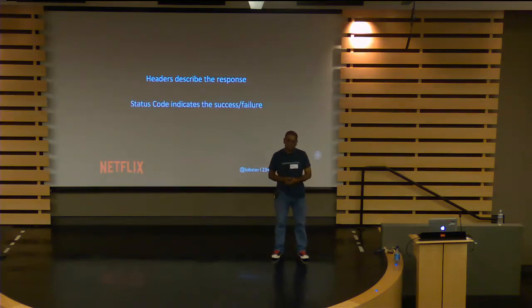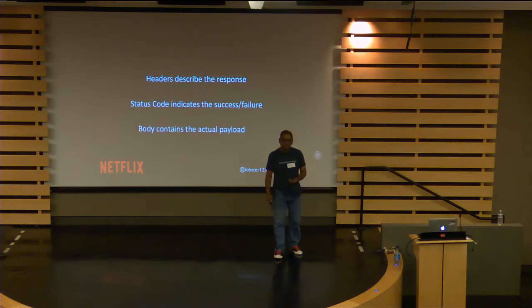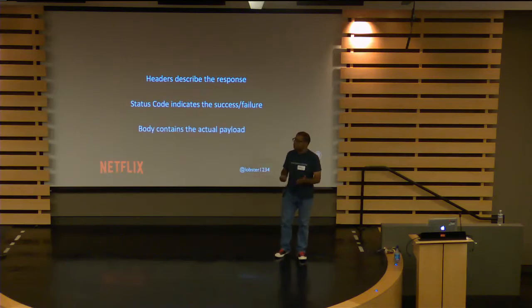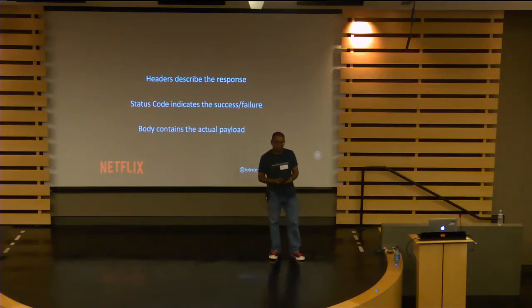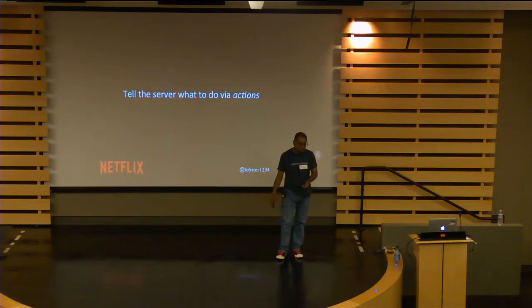It also comes with a status code. Status code, at a very high level, tells me whether the request was successful or a failure. And then, of course, I have the body, which contains the actual payload of the response. So if I ask for an image, I'm going to get a base64 encoded image, which my browser or my client can understand and work on.